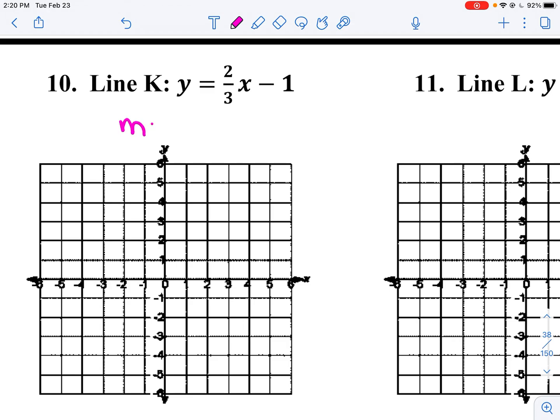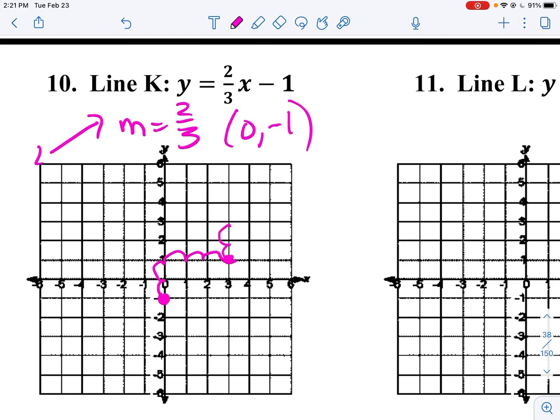So I just have a couple more. So 2/3, my point is 0, negative 1. So I go to 0, negative 1. This is positive, so it's going to go in this direction. I go up 2, over 1, 2, 3. I go down 2, and I go over 1, 2, 3. And I connect the dots.